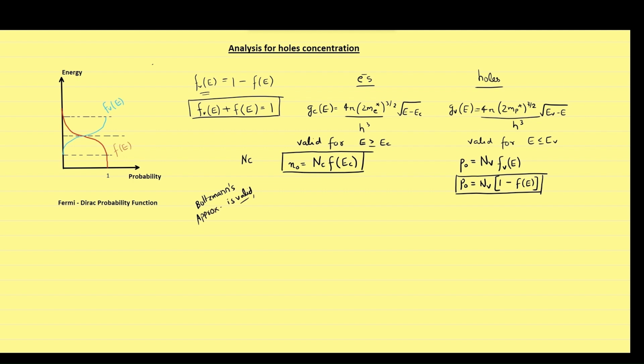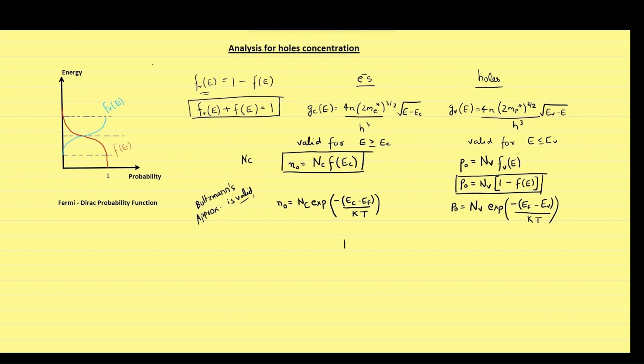After that, we found another formula considering Boltzmann approximation to be valid, which gave the formula for electron concentration to be equal to. Similarly, we can get the formula for hole concentration to be equal to. These two formulas are very important. The derivation of this particular formula is quite simple.